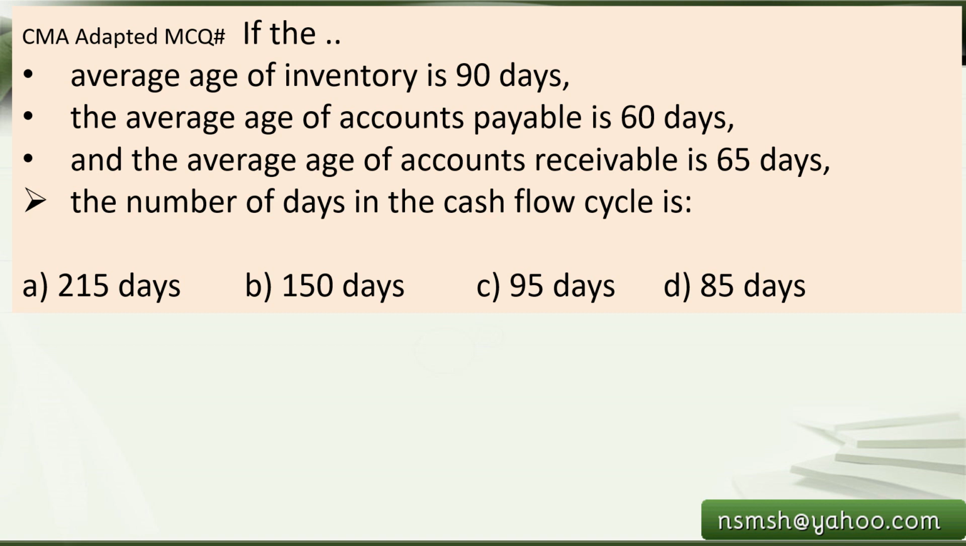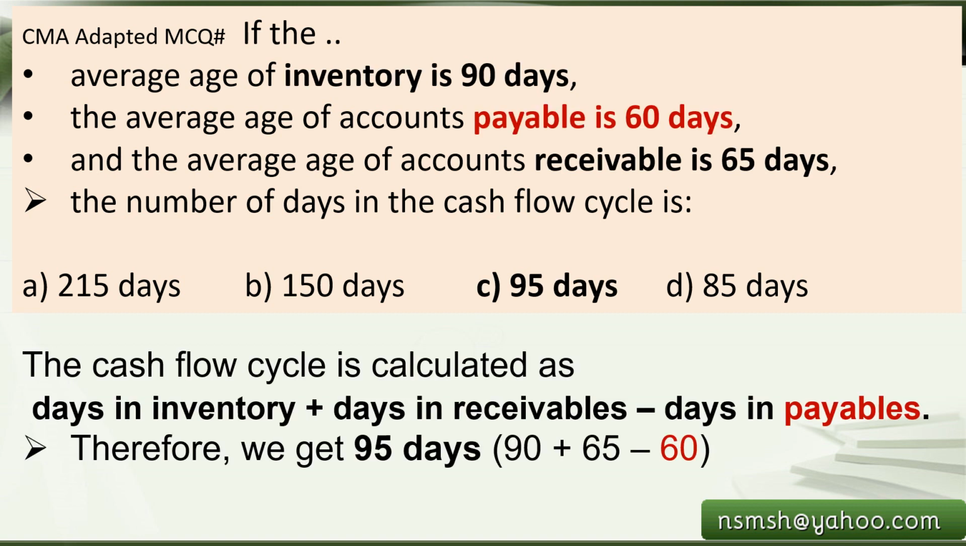CMA adopted multiple choice question. If the average age of inventory is 90 days, if the average age of accounts payable is 60 days, and the average age of accounts receivable is 65 days, naturally we have to calculate the cash flow cycle. So we know that the cash flow cycle is the operating cycle minus the number of days in accounts payable. So that is the formula. So let's see this formula.